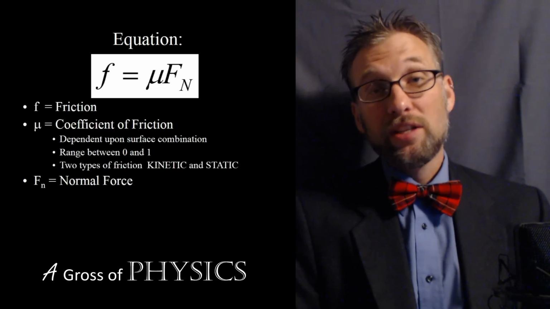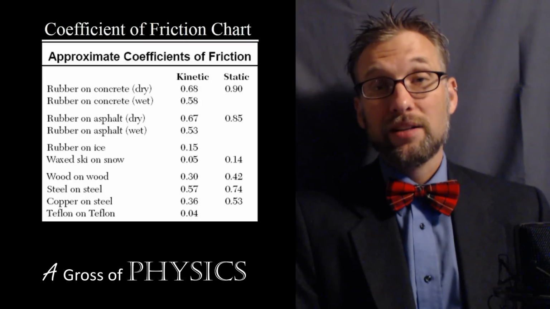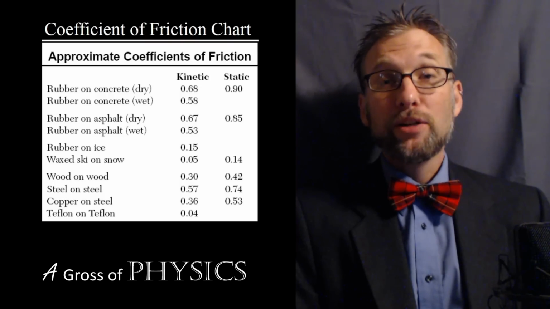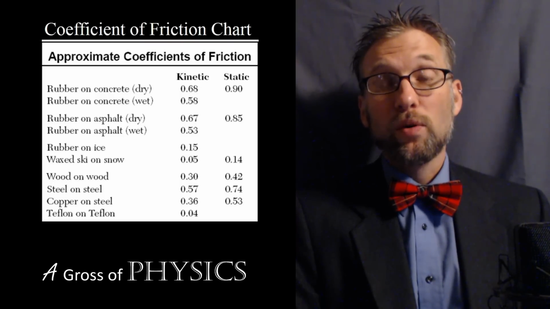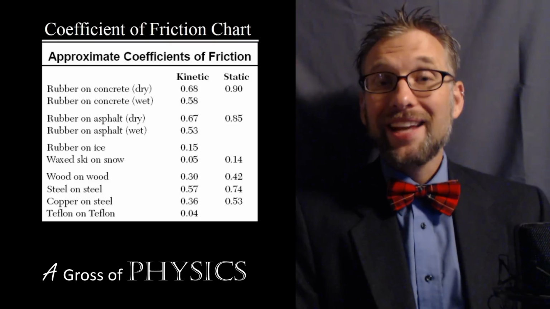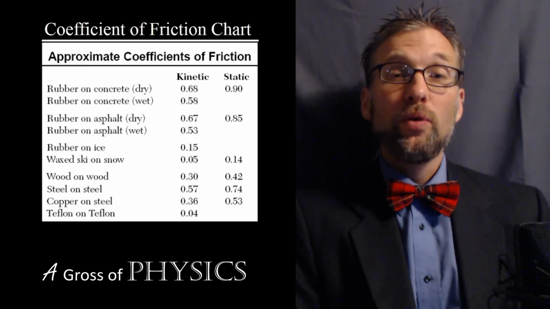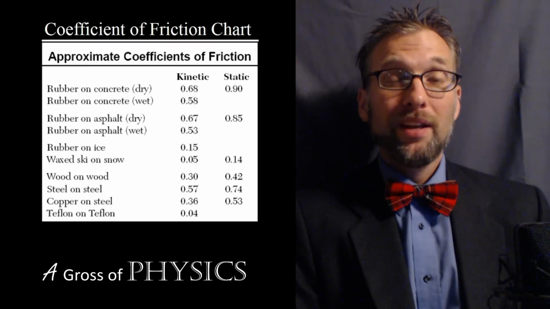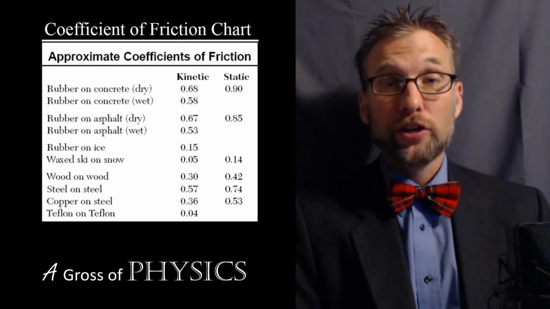Now the other term is this mu. We may remember mu as a prefix when we talked about the metric system. And mu represented 10 to the negative 6, or micro. Now in this case, it does not. So it all depends upon the context by which the mu brings itself into the problem. In this case, mu represents what we call the coefficient of friction.